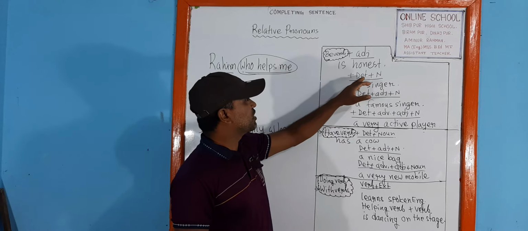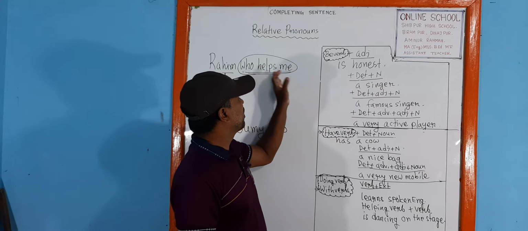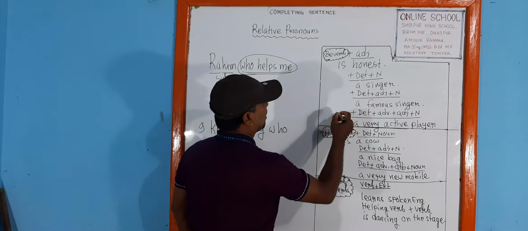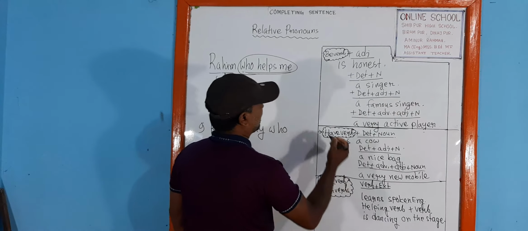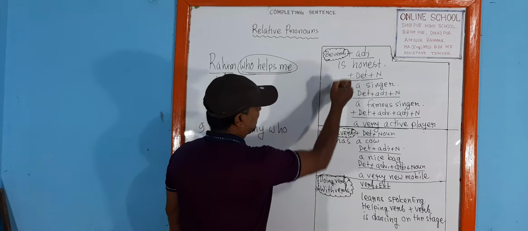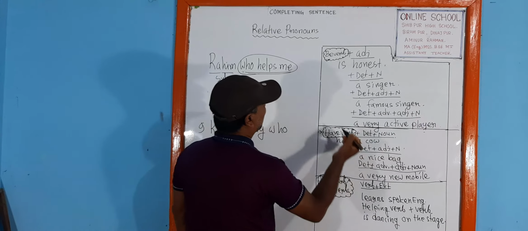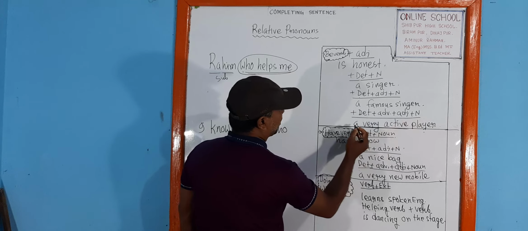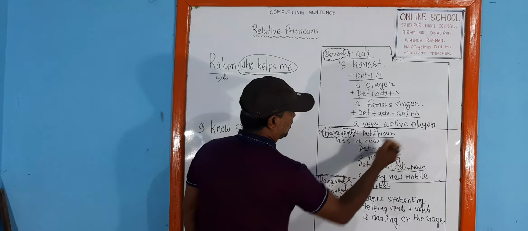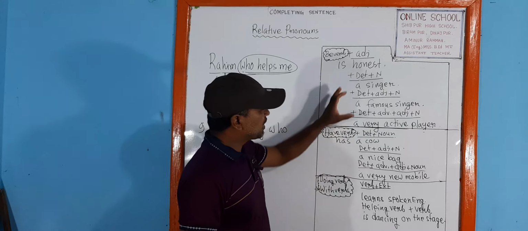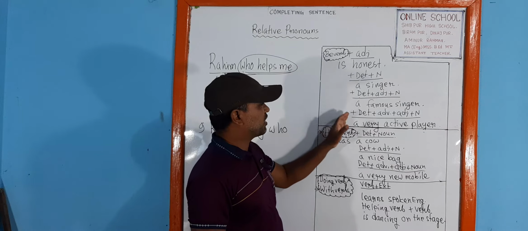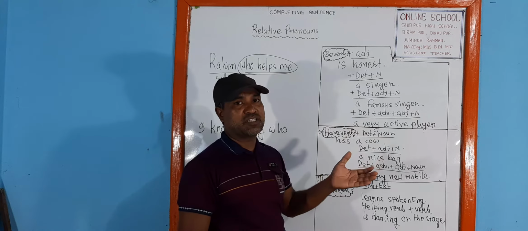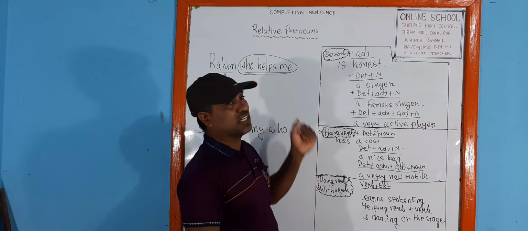And also you can use determiner plus noun. Rohim, who helps me, is a singer. And also we can use here determiner plus adjective plus noun. Rohim, who helps me, is a famous singer. And also, Rohim, who helps me, determiner plus adverb plus adjective plus noun, a very active player. So we can use this type of structure after be verb, and that I have vividly discussed in my first and second videos on completing sentences.